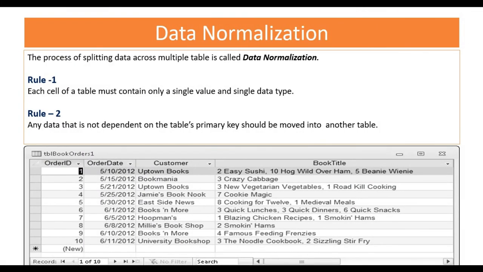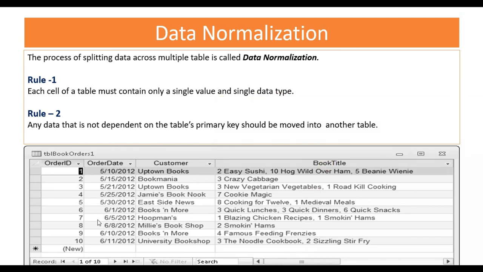Another very important concept while creating a database is data normalization. It's a process of splitting data across multiple tables. But while doing the data normalization, there are a couple of rules that you can follow. Rule number one, each cell of a table must contain only a single value and a single data type.